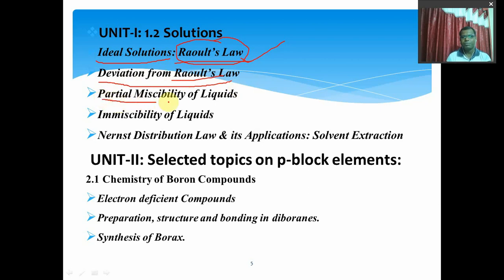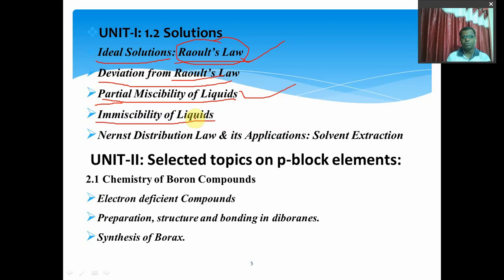Again we are going to discuss the miscibility of liquids into one another. Either these are completely miscible or incompletely miscible. If they are incompletely miscible, it means partial miscibility. Whenever these liquid components are partially miscible, how they behave, we are going to discuss in the partial miscibility of liquids. Again, if these are completely immiscible, then this is called the immiscibility of liquids. There are many examples of partial miscibility and immiscibility of liquids that we are going to discuss.